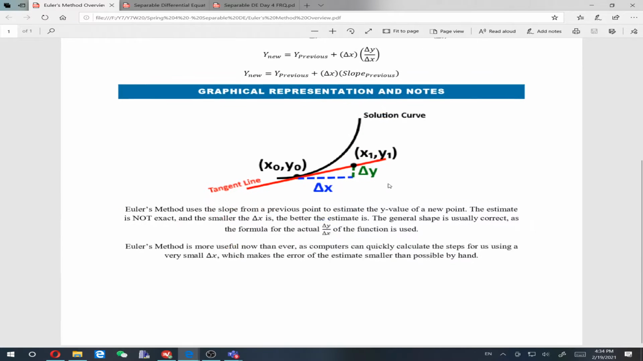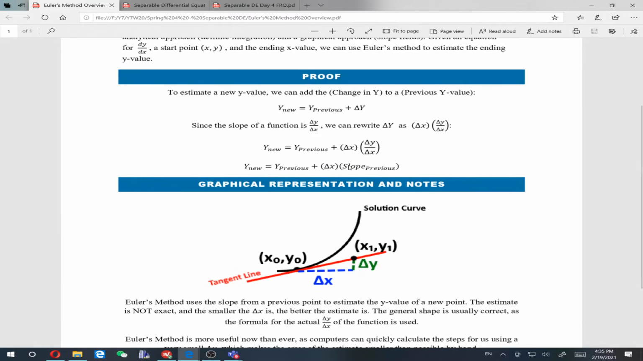So graphically, this is what we're doing. We're creating a tangent line at one point, and just extending that slope outwards for one more rise and run in order to create another point that we can use to estimate.